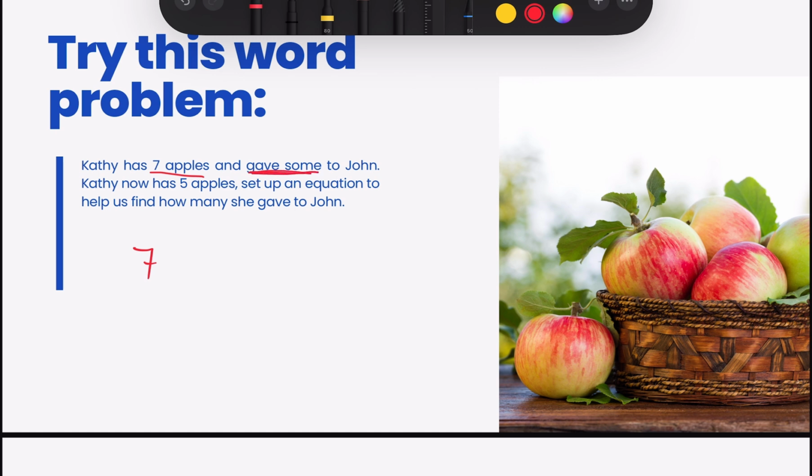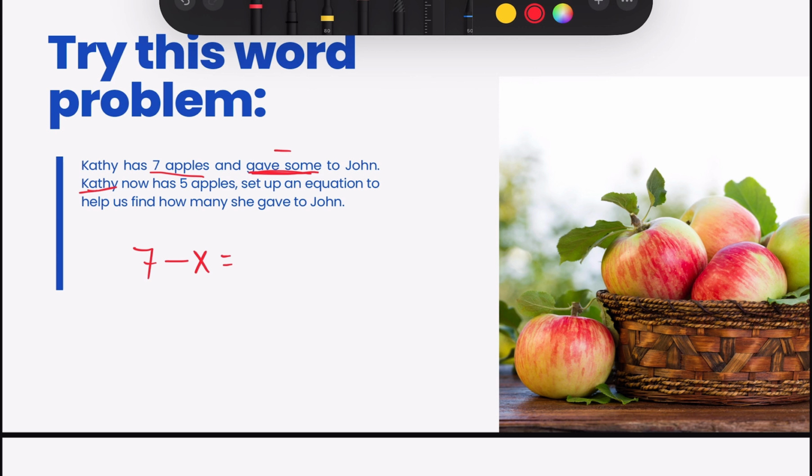And she gave some. Remember that when we give something away, we're always subtracting. So I'm going to put 7 minus, but we don't know how many she gave to John. So what are we going to put in place of that number? We're going to put a variable. We're going to put X. And we know that right now, Kathy has 5 apples left. So 7 apples, which is what Kathy originally had, minus whatever amount she gave to John. We don't know what that is yet, which is why we put X.